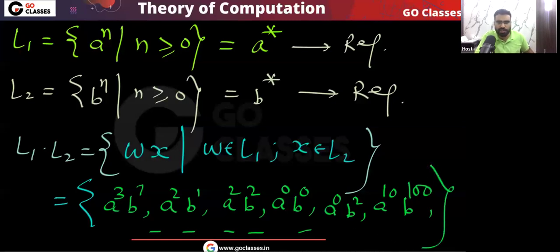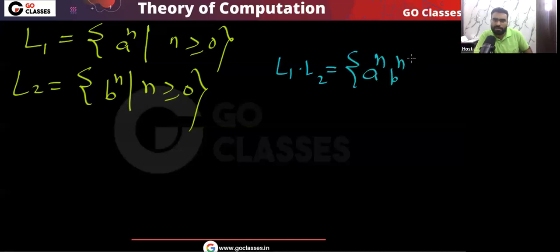Remember what is L1 dot L2? That is basically, okay, let me write it here. So here you can easily see that your language L1 was basically a power n, and language L2 was b power n. So don't say that L1 dot L2 will be a power n, b power n. Okay, is this clear? Can I say the answer will be a power n, b power n? No, this will not be the answer.